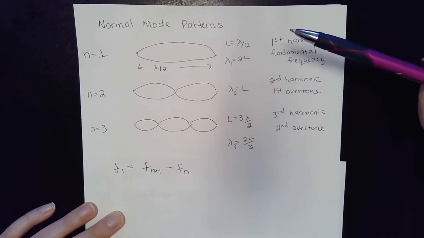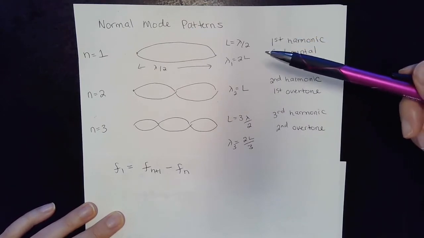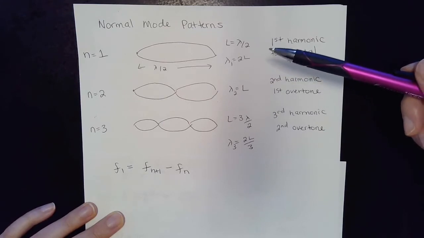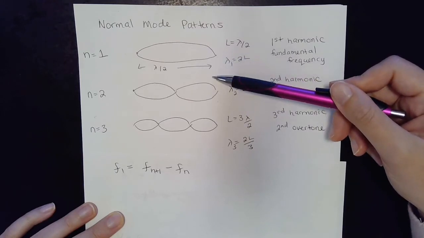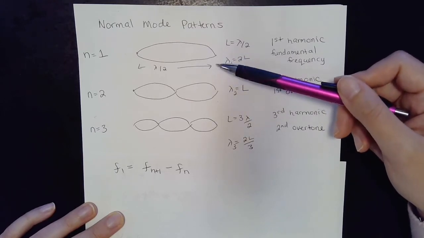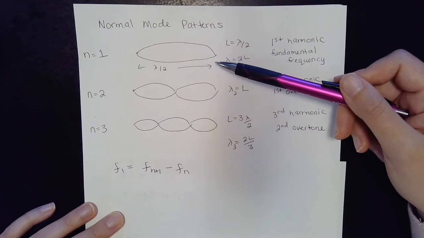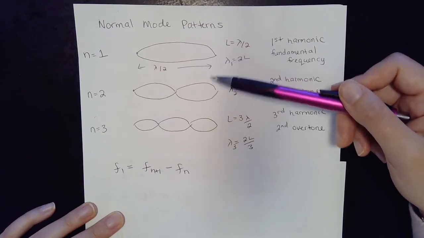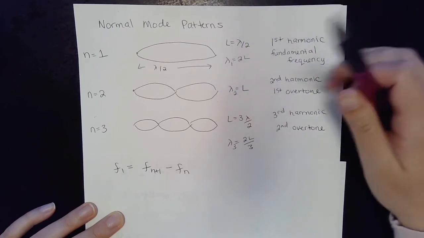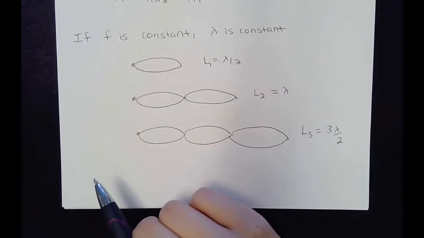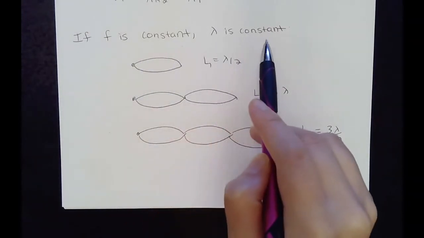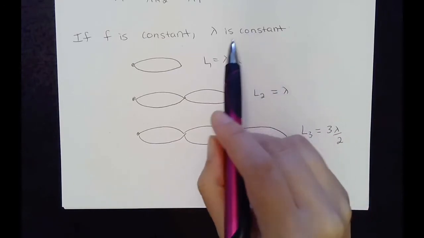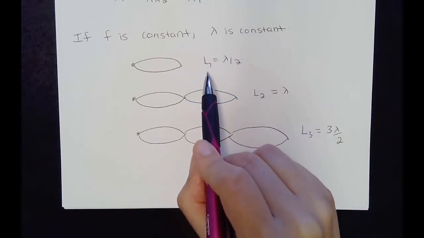There's two general ways to think about finding normal mode patterns in a string. So one way is to have a string of fixed length like this, and then to find each pattern we would adjust the frequency until we found that pattern, and then that would be the harmonic frequency. Another way is to have a string of variable length and keep the frequency constant. So in that case, if the frequency is constant, then the wavelength is constant as well. And what we can do is adjust the length in order to find these patterns.